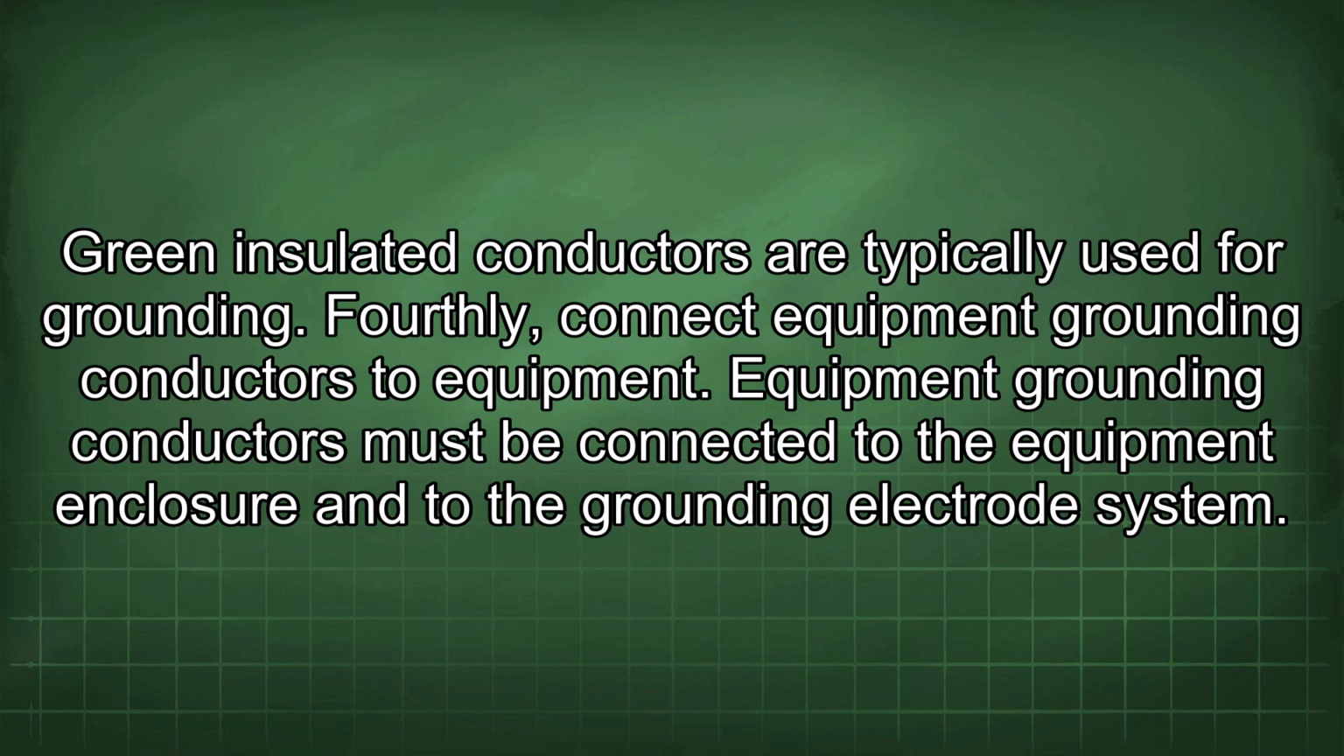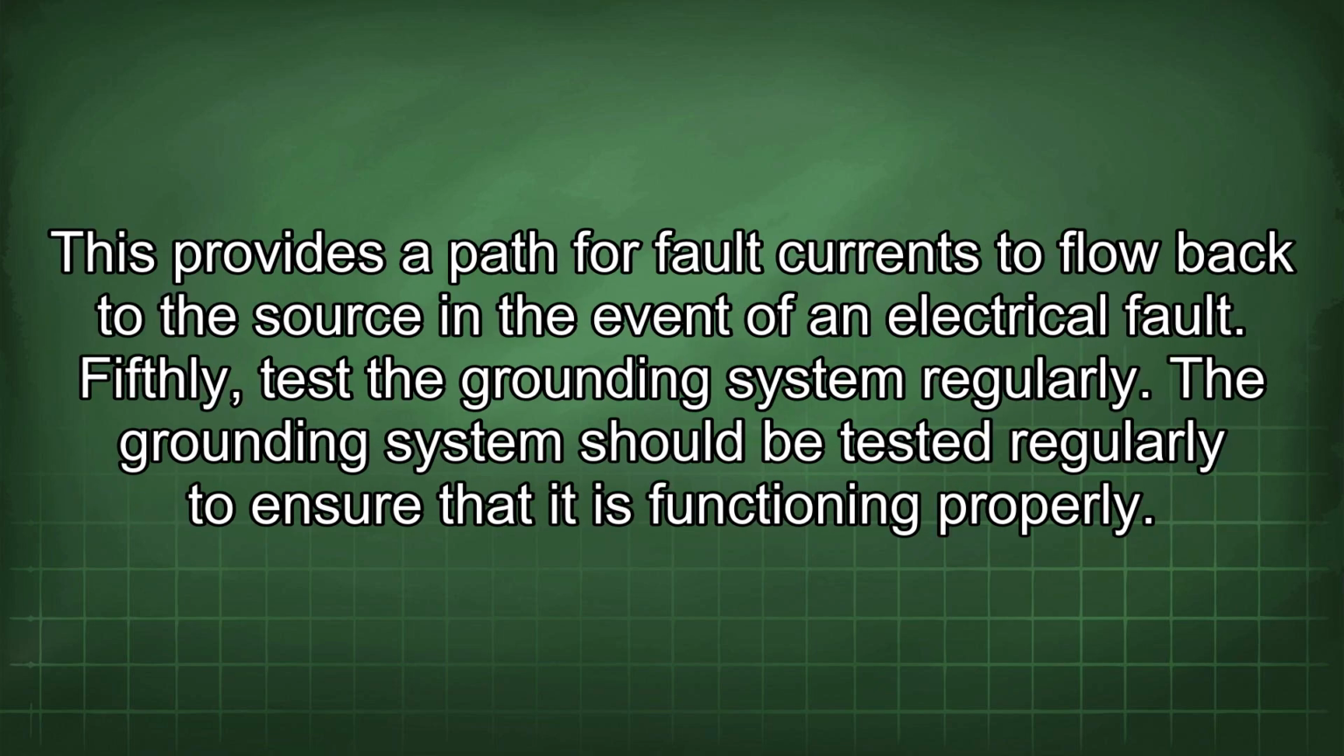Fourthly, connect equipment grounding conductors to equipment. Equipment grounding conductors must be connected to the equipment enclosure and to the grounding electrode system. This provides a path for fault currents to flow back to the source in the event of an electrical fault.